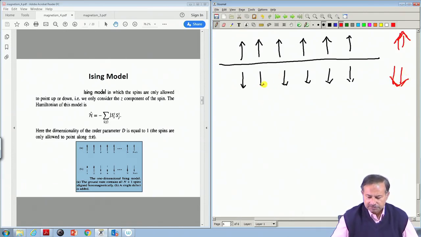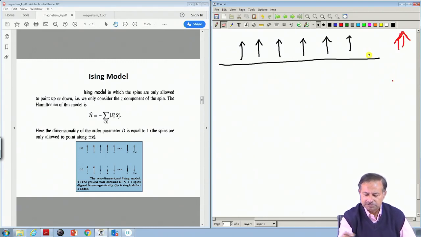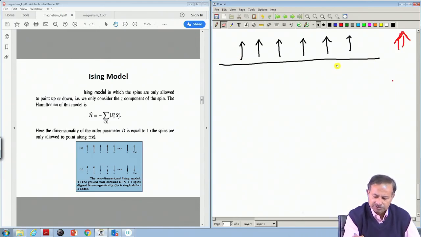So, let us stick to just one dimension. In this one dimensional situation, this is my lattice, and this is the spin configuration, and this is the ground state. So, every bond now has this energy plus J.